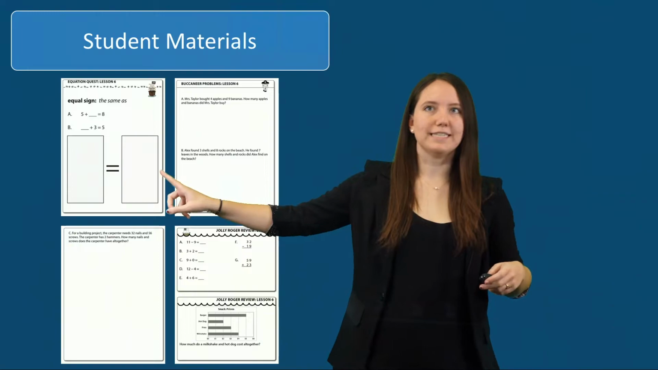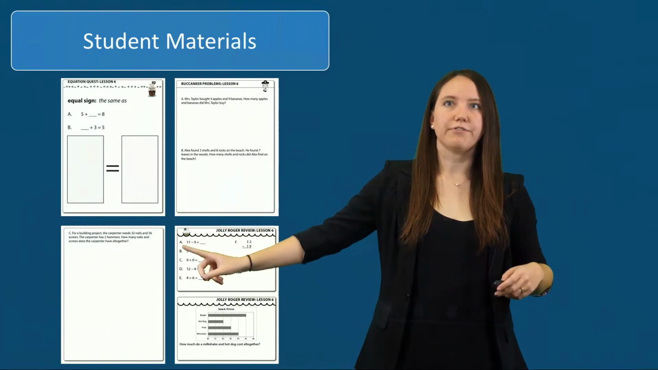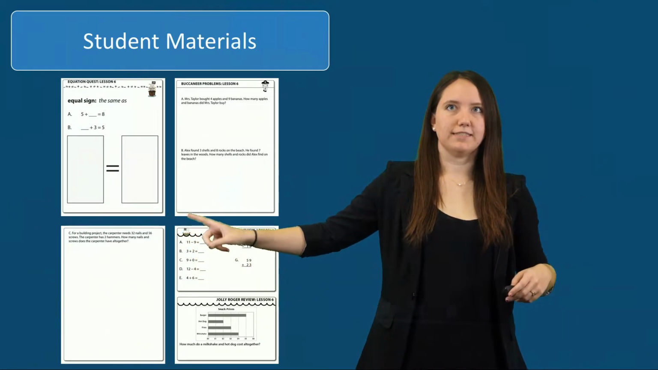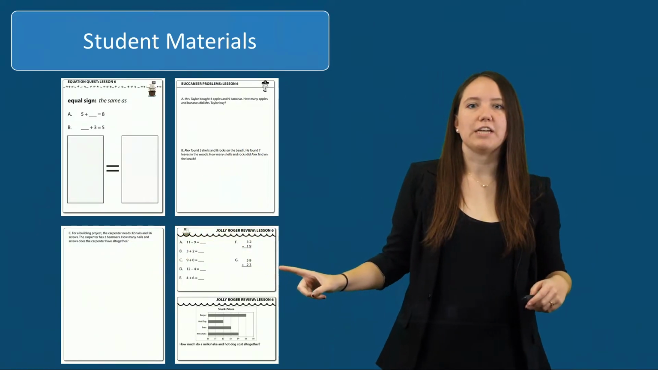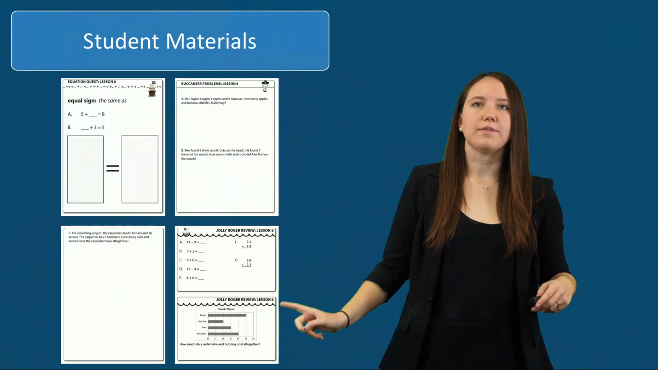Page 1 is always the Equation Quest. Pages 2 and 3 are the Buccaneer Problems, which consist of 3 problems, A, B, and C. And the final page is the Jolly Roger Review, which has the top portion and the bottom portion.